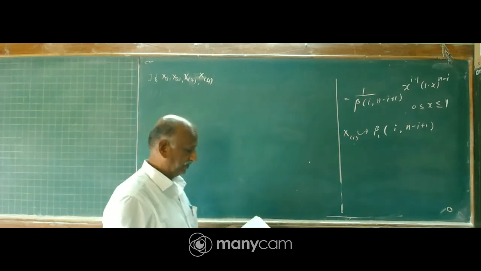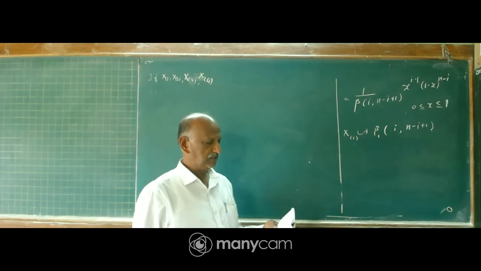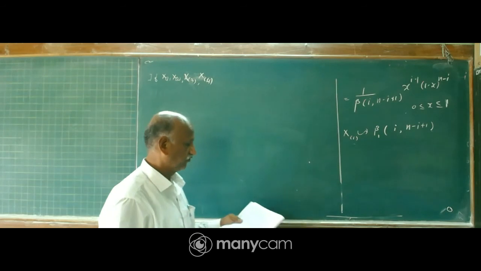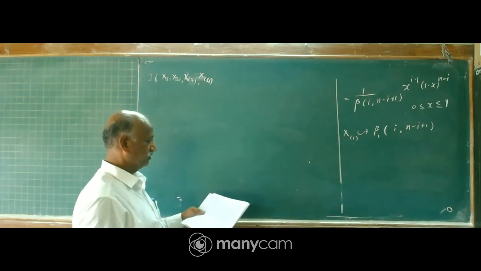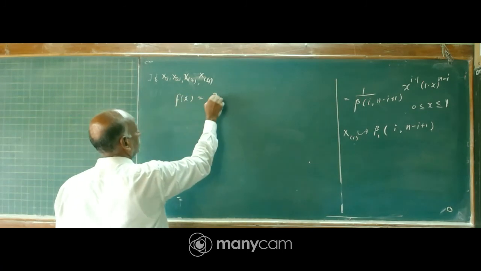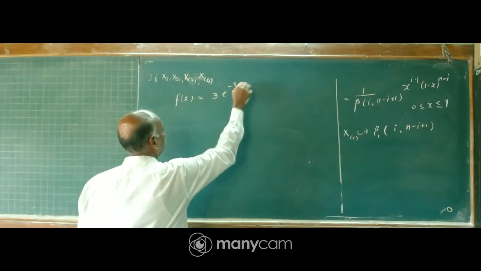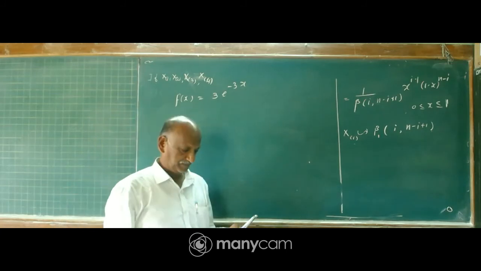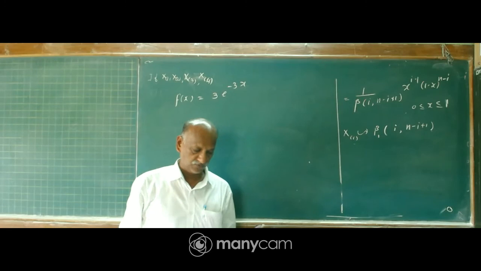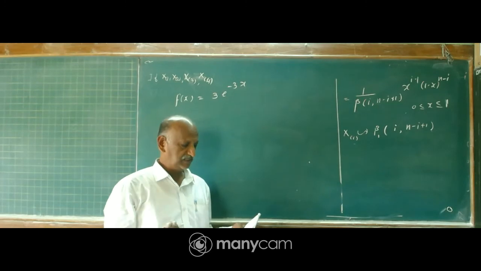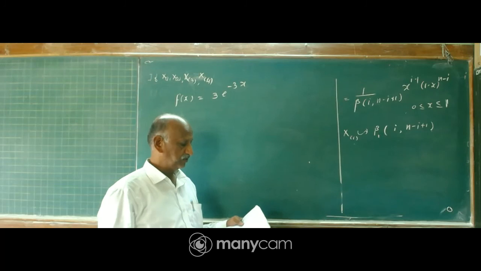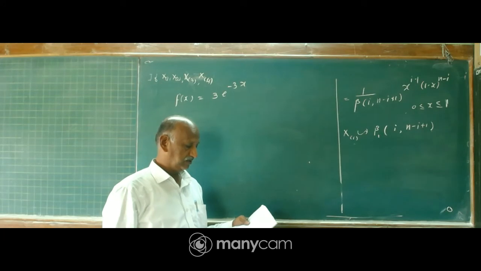Now the third example: if X order 1, X order 2, X order 3, X order 4 are the order statistics corresponding to a random sample of size 4 from the distribution with PDF f(x) equal to 3 e raised to minus 3x. So it is an exponential distribution with parameter theta equal to 3. These are the 4 order statistics; the sample size n is 4.